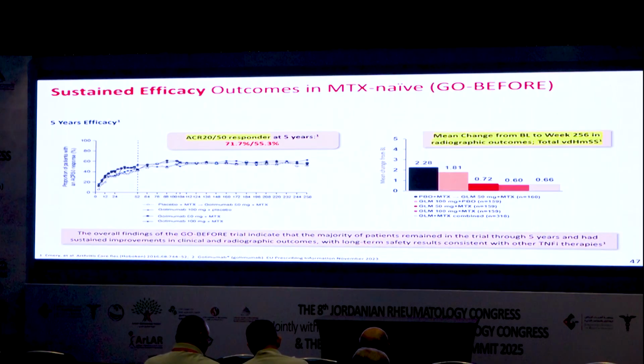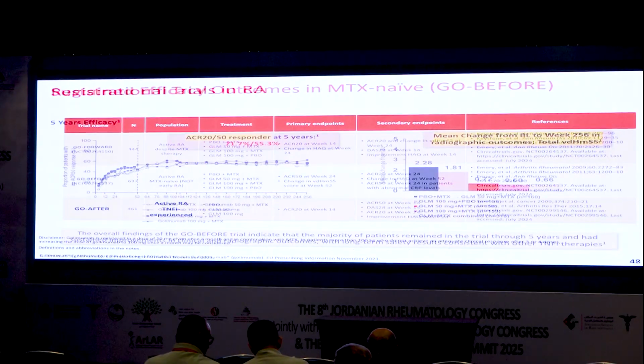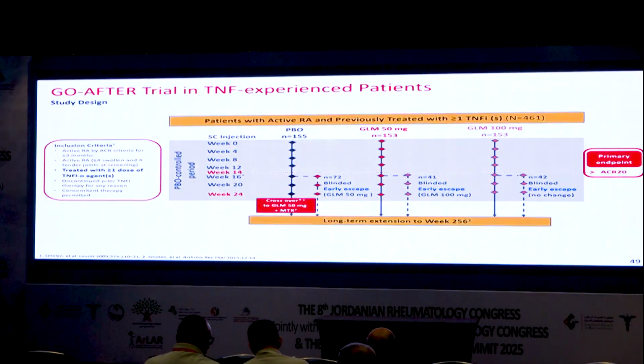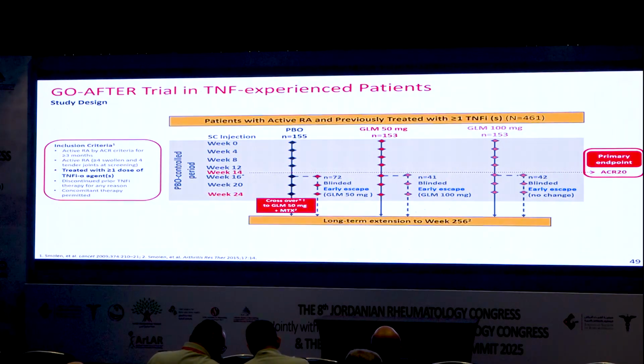The last one is the GO-AFTER study, which included patients with active rheumatoid arthritis who were previously treated with one or more TNF inhibitors. These patients are difficult to treat because they already took the conventional synthetic DMARDs previously and experienced one or more TNF inhibitors with no response. The primary endpoint in these patients is the ACR 20 by week 14.